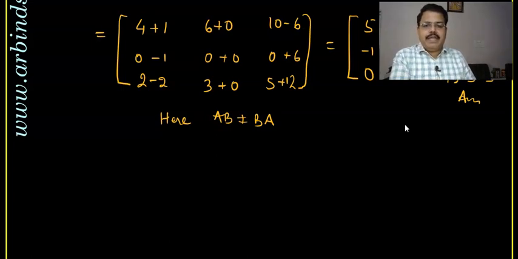It is not like an algebraic product, where 2 into 3 is 6 and 3 into 2 is also 6. So here in matrices, if the products AB and BA are conformal, they may not be equal. They may be equal by chance, but not necessarily. So this is the product of matrices. I hope you got it.